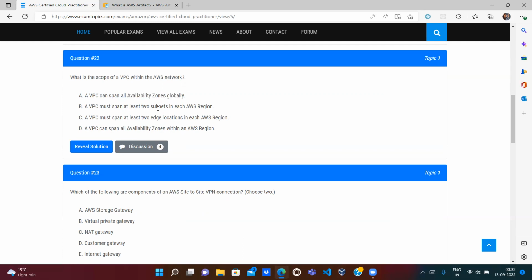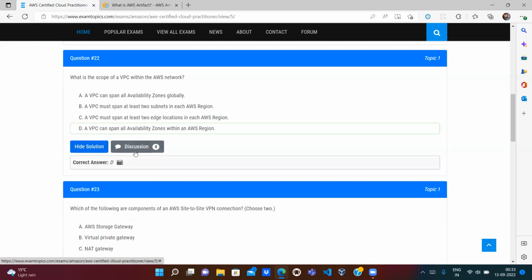"VPC must span at least two subnets." That is wrong. We can create even one subnet. It's not mandatory to create two. "VPC spans at least two edge locations" has nothing to do with edge locations. "VPC spans all availability zones within an AWS region." Correct. So D is correct.